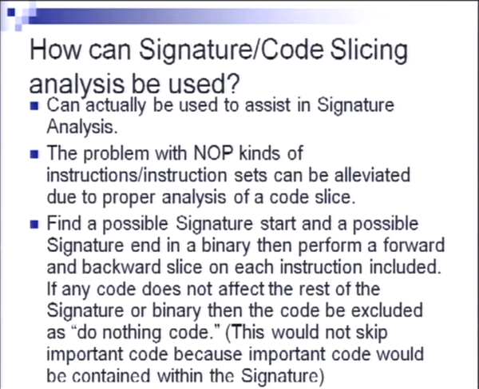Find possible signatures in the binary, starting and ending instructions, and then run your code slicer through there. If you find anything that doesn't do anything, as in, if you do a code slice on it and it doesn't get anywhere outside of it or doesn't actually affect anything, then you can strip that out as do-nothing code and call it a no-op. Then you pull that code out and run your signature analyzer on it again, and that will find that code because everything that doesn't do anything has been stripped out of it.